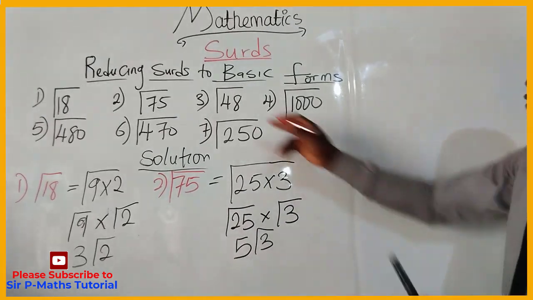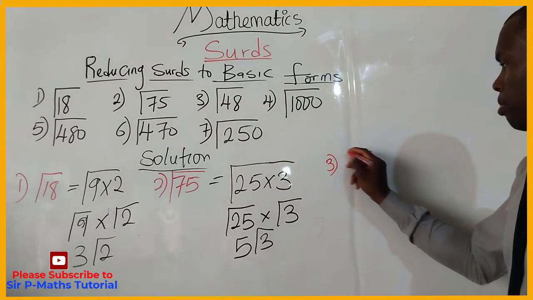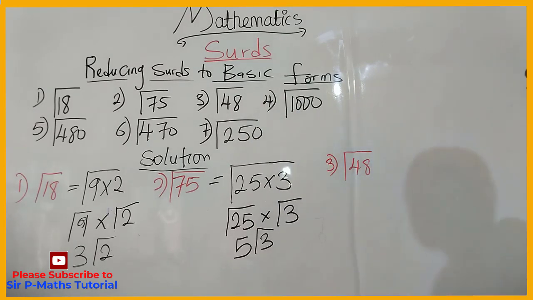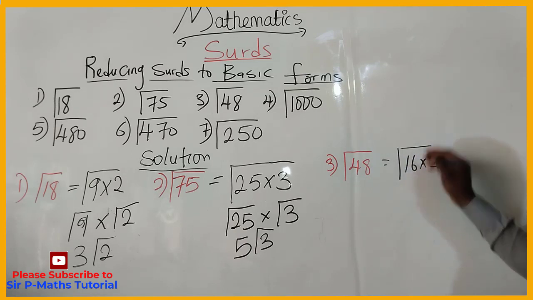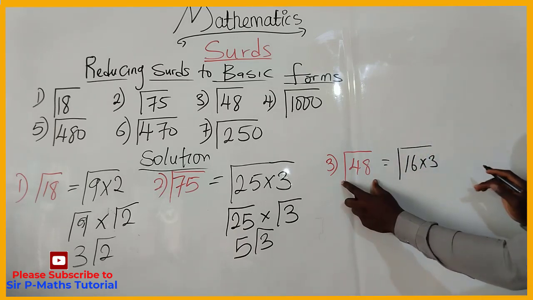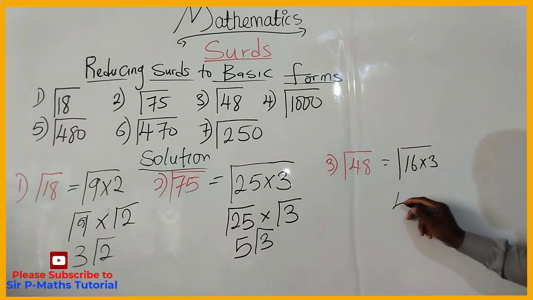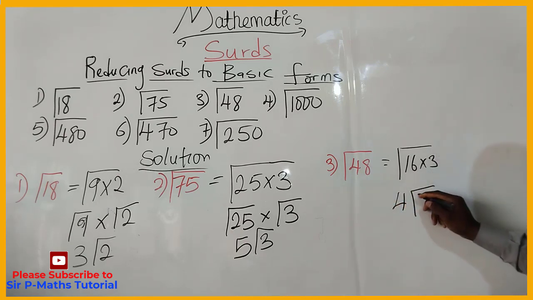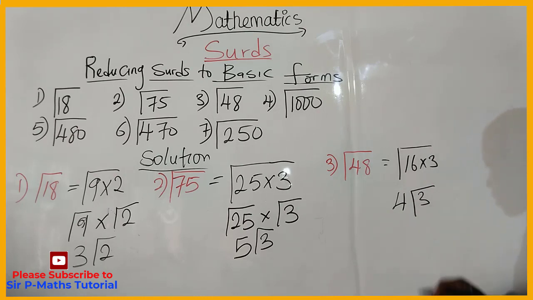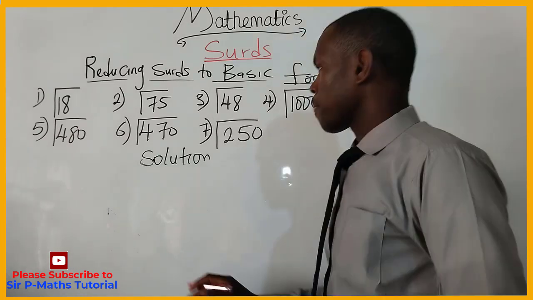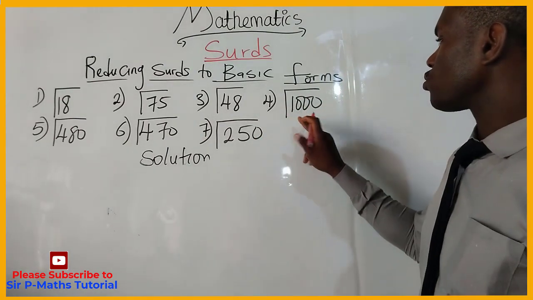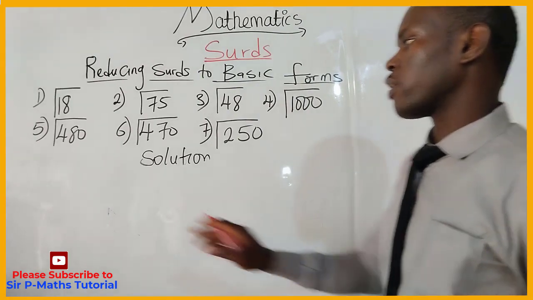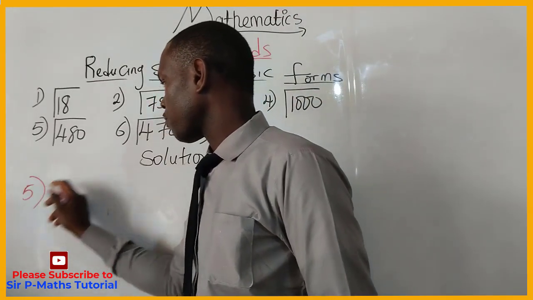Let's consider the next question, 48. Surd 48. To solve that, we do the same thing. Two numbers, one is a perfect square, the other is not. I will have 16 times 3. 16 times 3 will give me 48. Square root of 16 is 4, and the square root of 3, we don't have it. So we say the answer is 4 root 3. I'll leave this one for you. Solve it yourself. Then you simplify. Let me solve number 5.